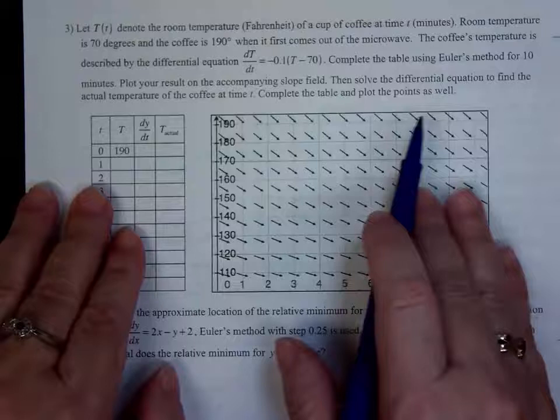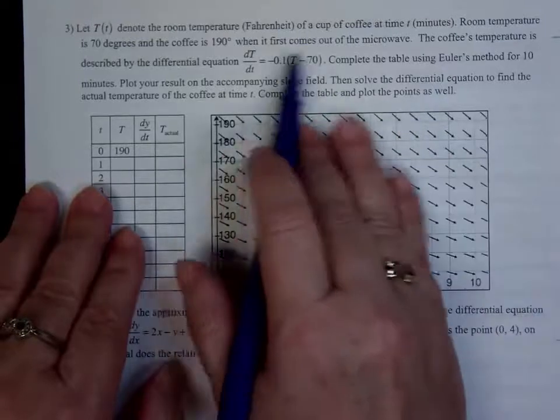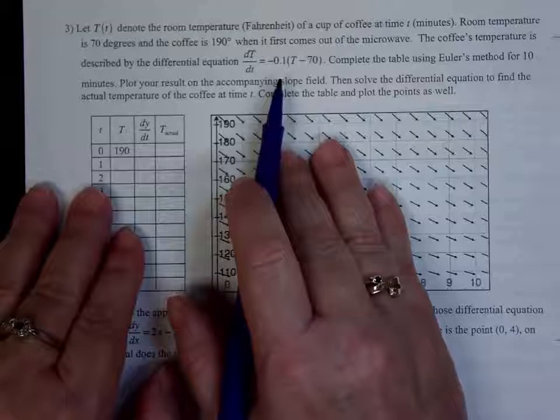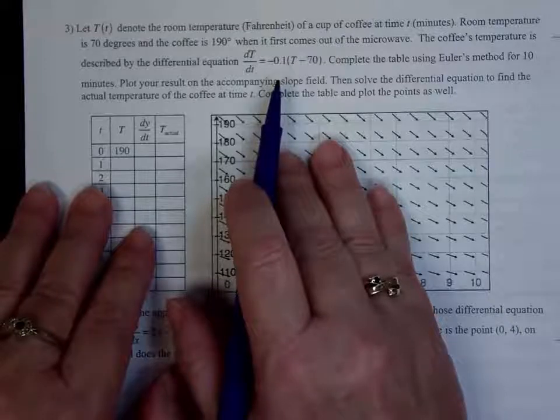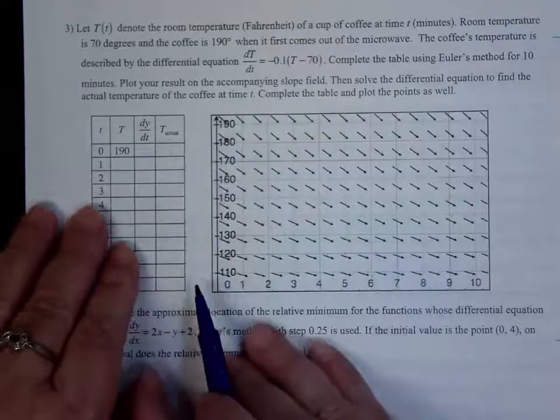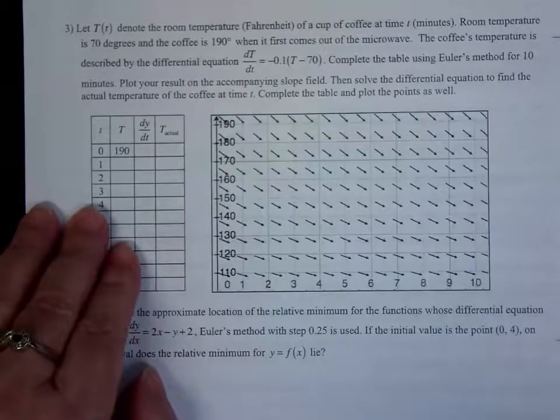Then we're going to go back and we're actually going to solve this differential equation because we can. We learned last week how to separate variables and solve equations. We're going to do that on notebook paper because there's not enough room on here to do it. And then we're going to put those actual values and show how close they are, because this is a way to estimate what's going on.